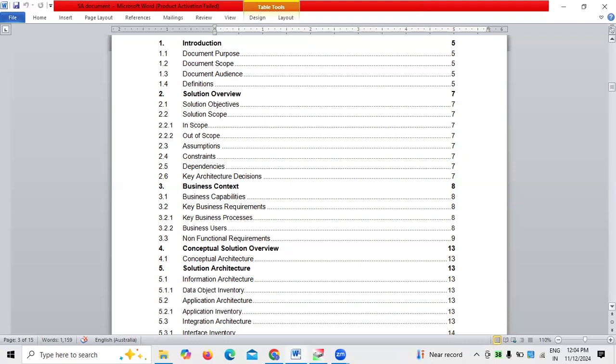The first one is the introduction, where we have to mention the document purpose: for what purpose we are going to prepare the document, and what will be the scope of the document. Scope is nothing but possibility, I can say. Followed by who is going to go through this document. This is what we call document audience. Means, to whom are we referring this document you are preparing?